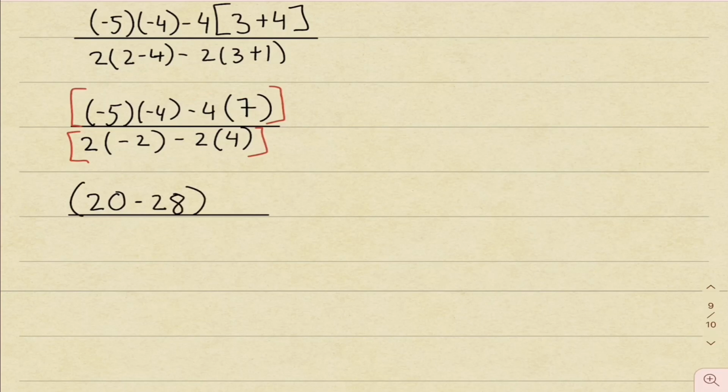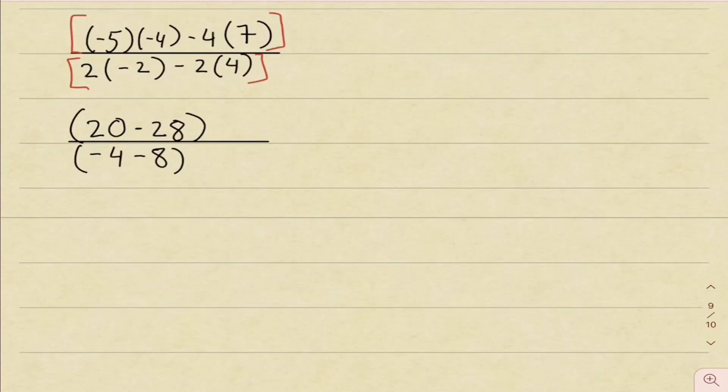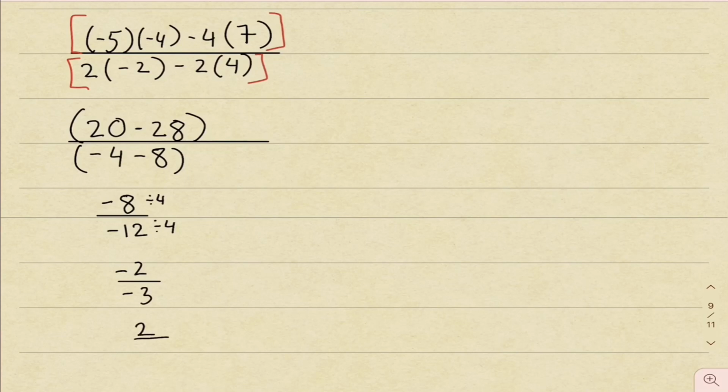And this is in parentheses, over 2 times negative 2, that's negative 4. Then I have negative 2 times 4, that's negative 8. This is in parentheses as well. So now I have 20 minus 28, which is negative 8, over negative 4 minus 8, which is negative 12. Now we can simplify this. Let's divide by 4, top and bottom. We get negative 2 over negative 3. Now negative divided by a negative is positive, so the answer is just 2 over 3.